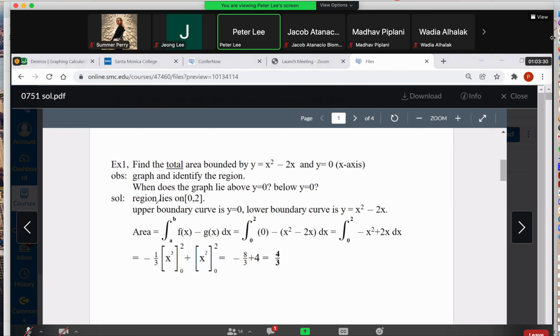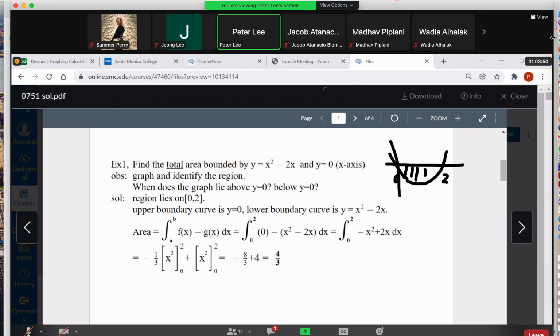So if you look at example 1, find the total area bounded by this curve. The only thing you don't see here is the graph, and I already graphed it previously. It's this graph right here, and this is 0 to 2. And the question is about this area right here.